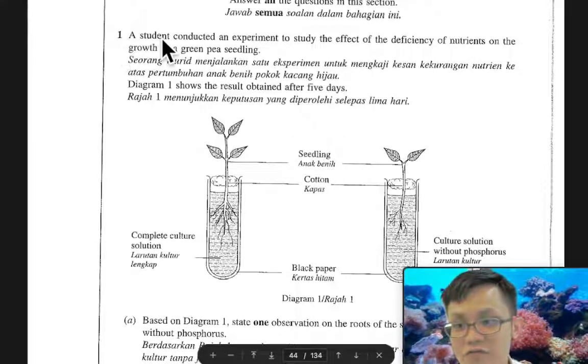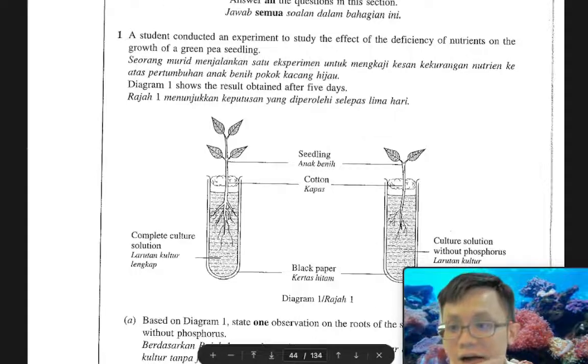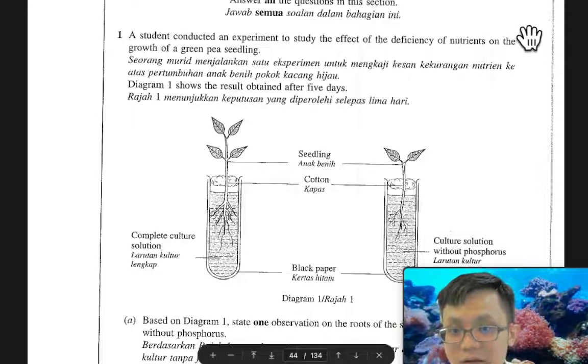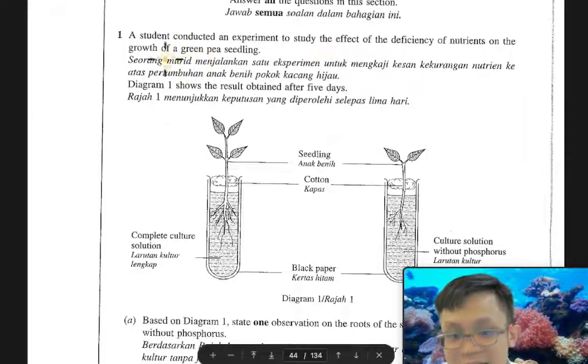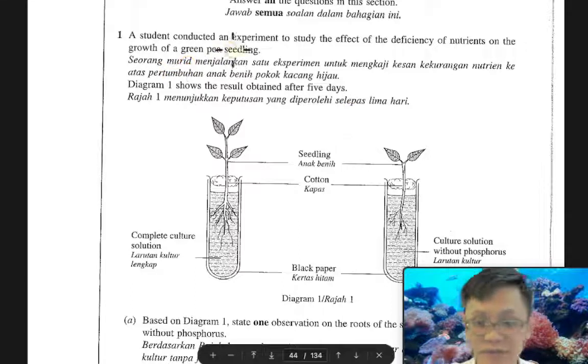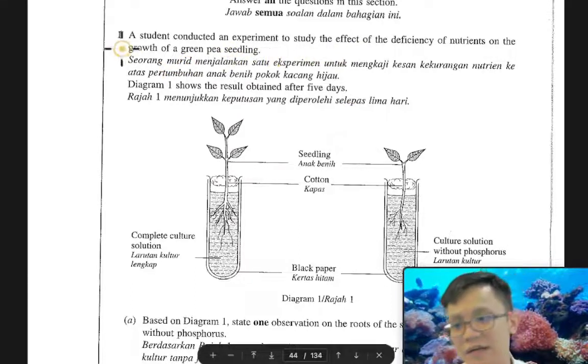Number 1, a student conducted an experiment. I'd like to take my pen. Wait, where is my pen? Oh, it's here. I'd like to highlight it. I think students should do that also when you're doing the exam, to highlight the key points.